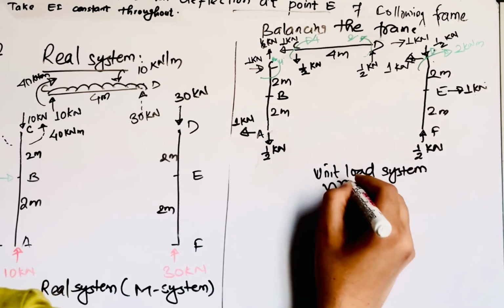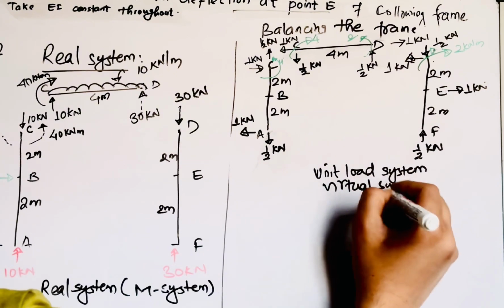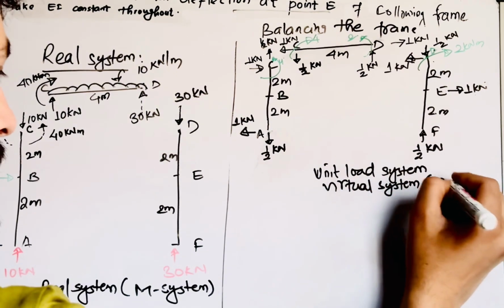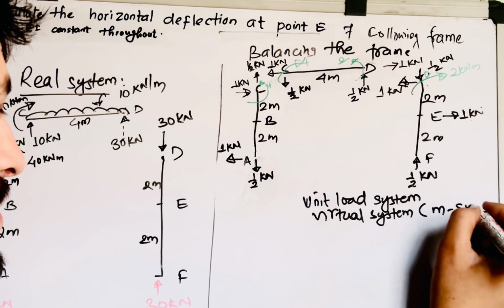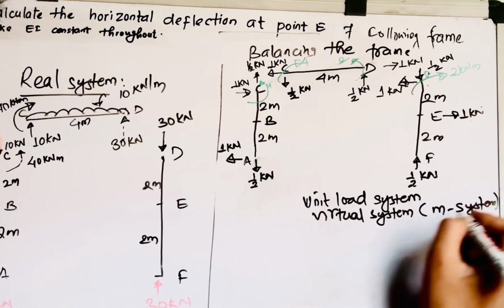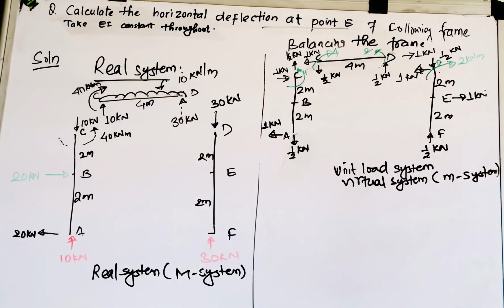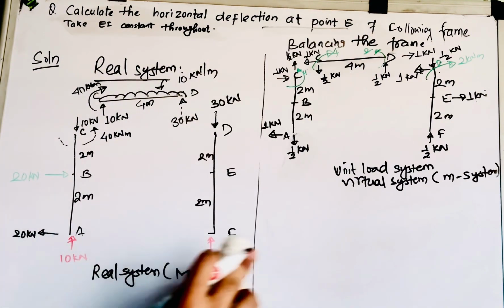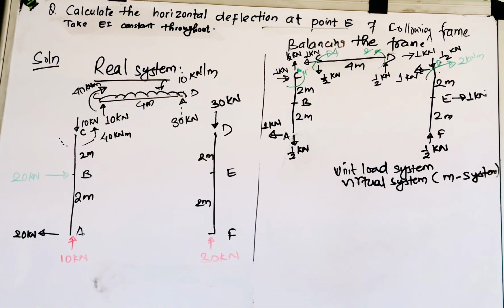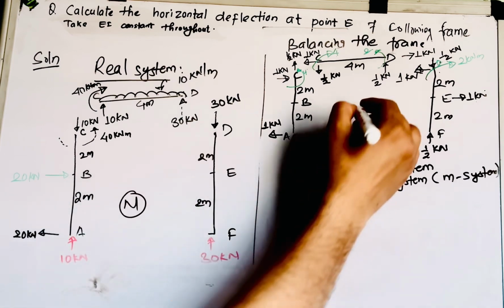or the virtual system, right? I assume this system as M system, small m system. Okay, so after doing that, now your task is very easy. You have to write the formula to calculate the horizontal deflection at this point E. So this is M system. So this is small m system, right?